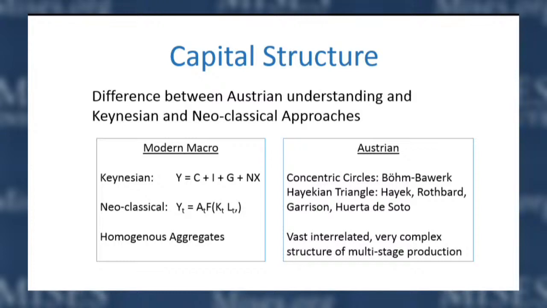Here we have modern macroeconomics. We've got a couple of different iterations there. There's the Keynesian version, that comes right out of Keynes's book.